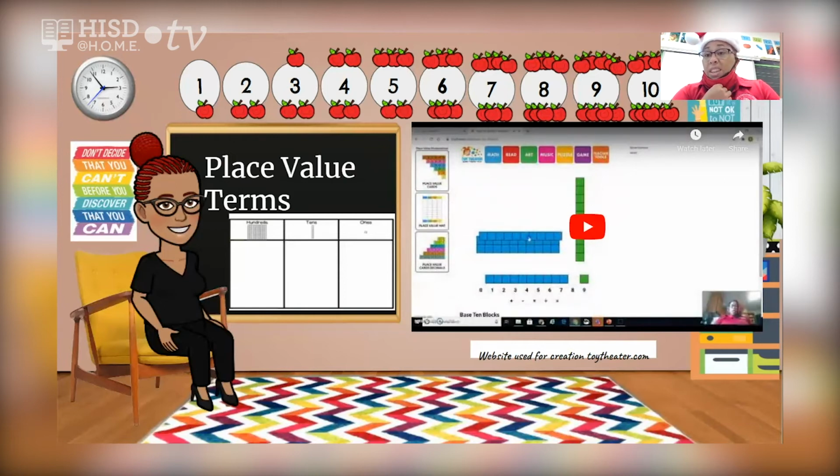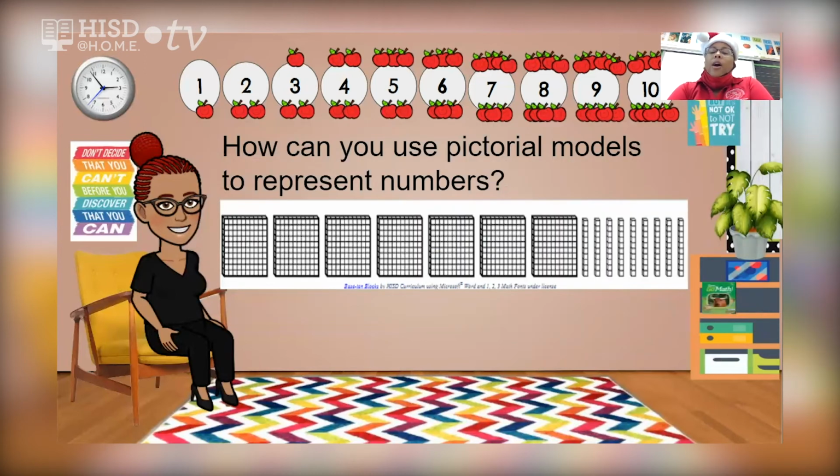And boys and girls, think about if we had 10 hundreds. If we had 10 hundreds, we could make the 1,000 block. So Miss Ward just wanted to give you a quick review of how we can combine those place value blocks to compose numbers. How could we use pictorial models to represent numbers? That is our guiding question that we are looking at today, boys and girls.